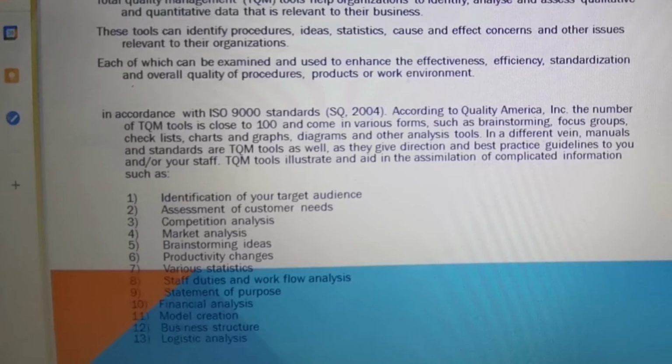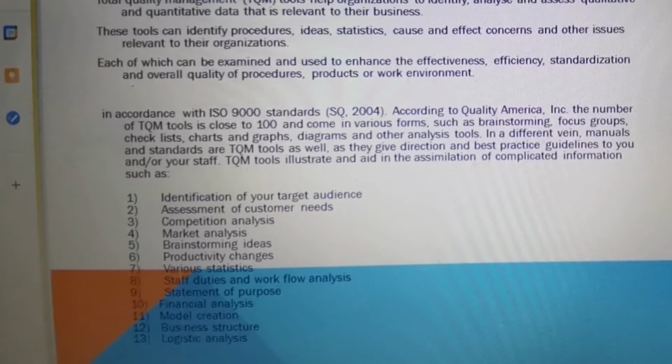These tools can identify procedures, ideas, statistics, cause and effect concerns, and other issues relevant to the organization. According to ISO 9000 standards, the number of TQM tools is close to 100. So there are many total quality management tools used in different organizations. This includes brainstorming, focus groups, check sheets, charts and graphs, diagrams, and other analytical tools. But remember that these total quality management tools do not necessarily involve numbers.